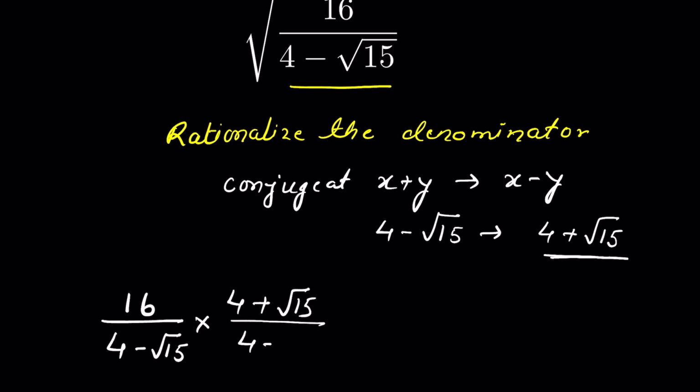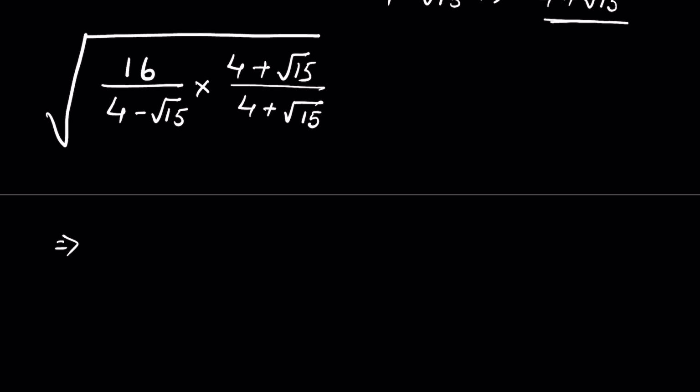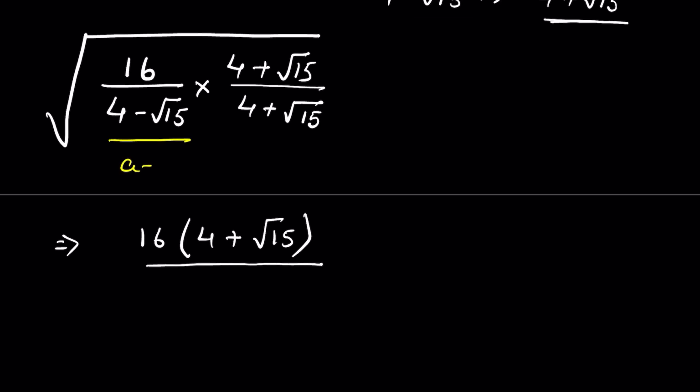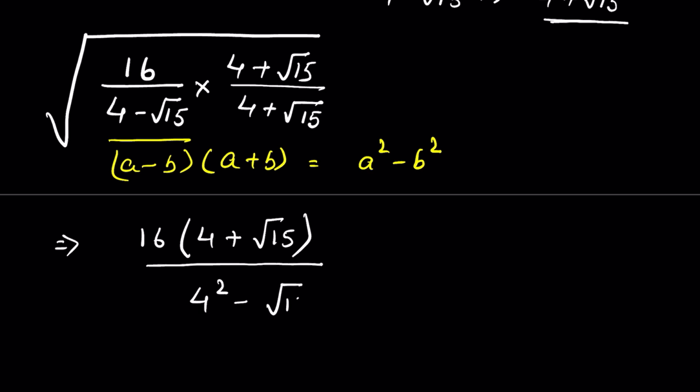So 16 upon 4 minus square root of 15, we multiply and divide by 4 plus square root of 15 upon 4 plus square root of 15, all under square root. Or this is 16 times 4 plus square root of 15 upon, now this is in the form of a minus b times a plus b. So this we can write as difference of squares, a square minus b square. So we can write 4 square minus square root of 15 square, under square root.